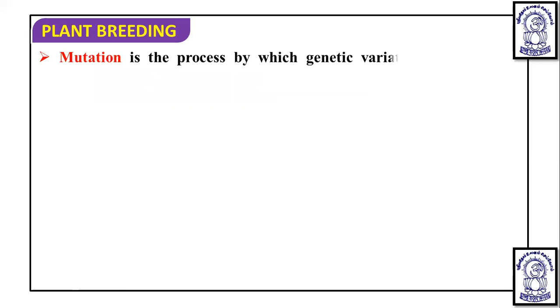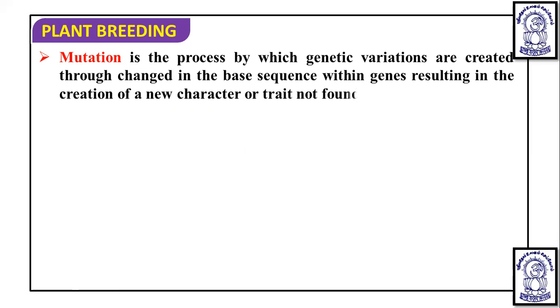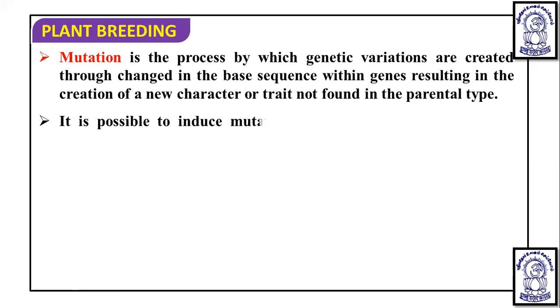So mutation is a process by which genetic variation is created through change in the base sequence within a gene. The base or nucleotide sequence within the gene gets changed, and that results in the creation of a new character or trait not found in the parental type. So it is a process through which genetic variations are created and the base sequence is changed, resulting in a new variety with characters not found in the parental type. So new genes are identified.